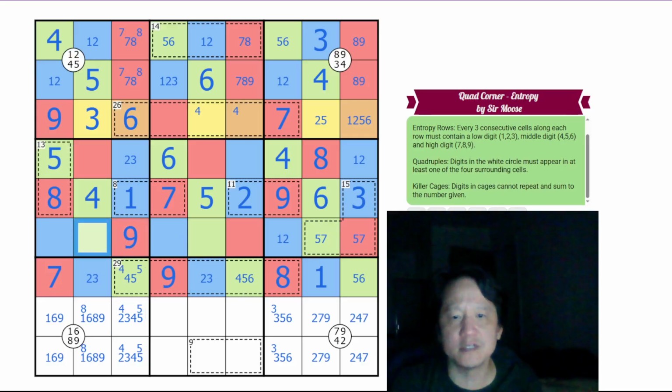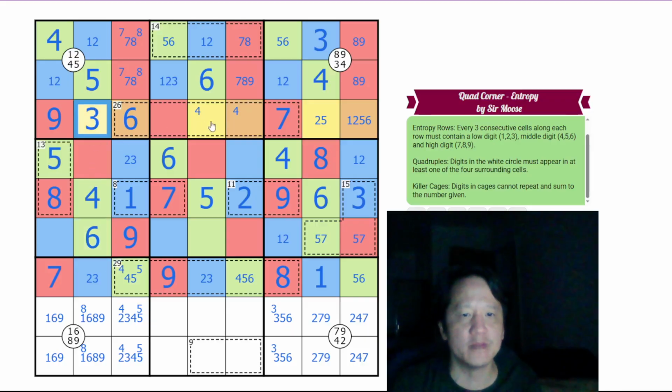This has to be 6 as the remaining medium. Yellows are now lows, and oranges are medium. So this can't be 4 here. This must be 4 here. That leaves this as a 5. This is 2.